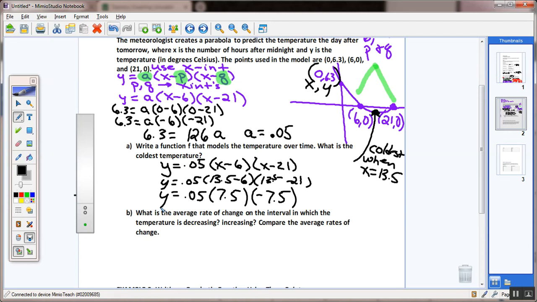It's negative 2.8125. So y is approximately negative 2.8 degrees. The coldest temperature is approximately negative 2.8 degrees in what, kids? How'd they measure it up here? Celsius. Very good. Wow. Amazing.